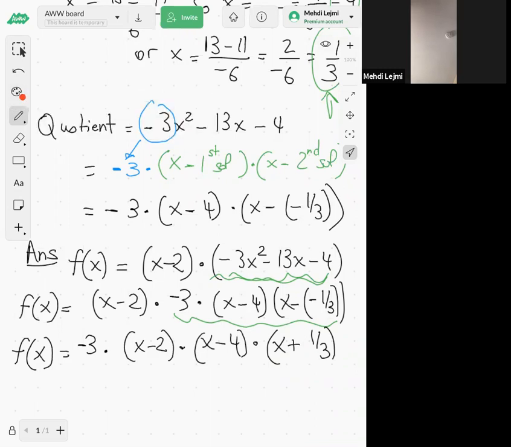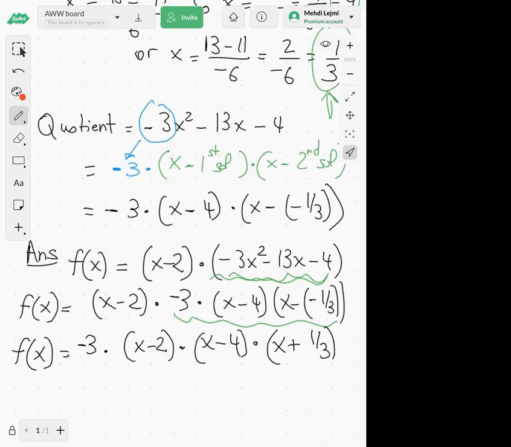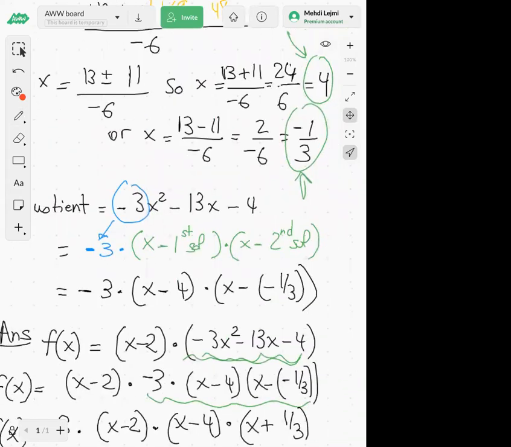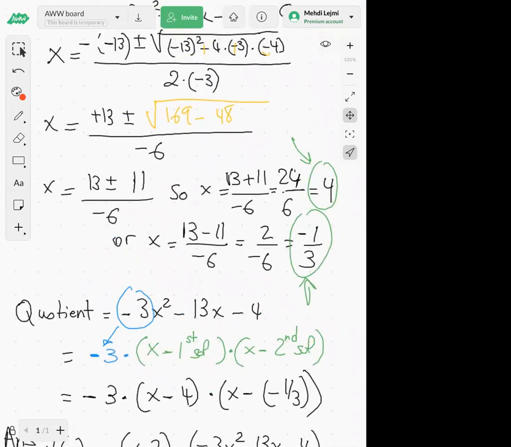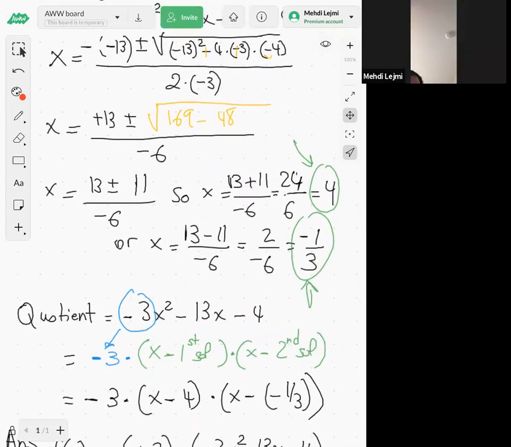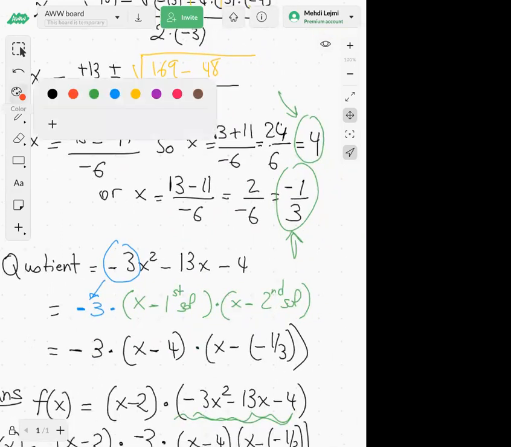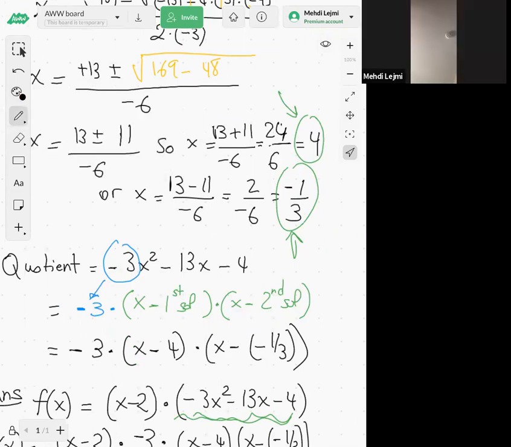Any question, guys? Nope. All right. Wait, hold on. Yes. Wouldn't that be x plus 4, not x minus 4? Let me see. Yeah, because when it's 13 plus 11, yeah. Sorry, my mistake. It should be negative 4. Yeah. You're completely right. Actually, I forgot.